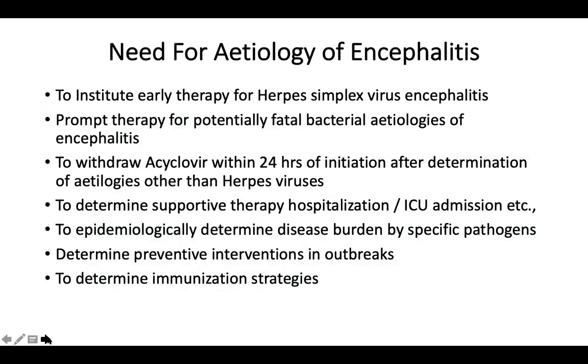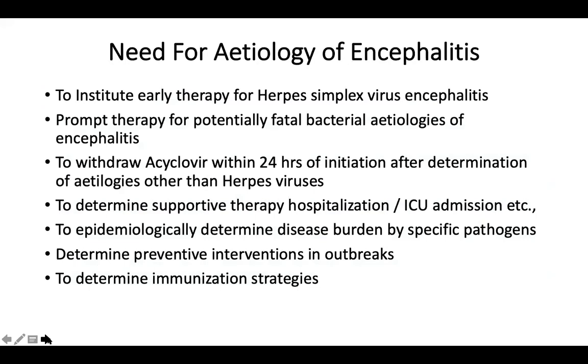Now, what is the need to know etiology? It is a big question. Sometimes people ask, why not give both antivirals and antibacterials and wait? This is to institute early therapy of herpes simplex virus encephalitis, which can cause 100% cures. Mind my word, it's 100% cure is what we have seen in many cases.